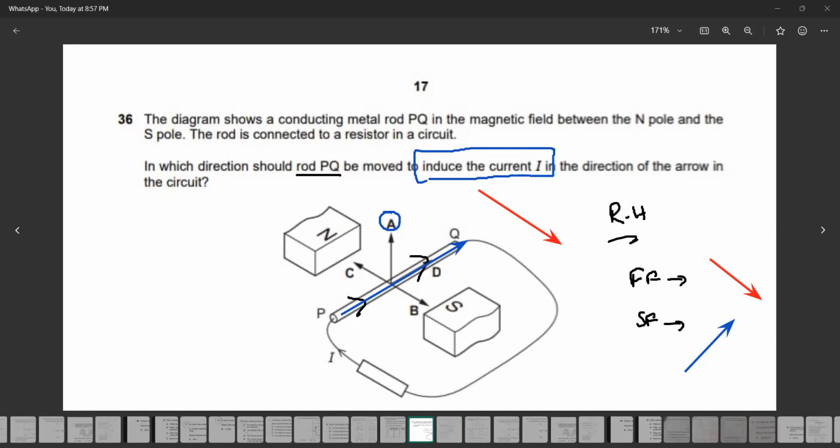So remember one thing: if we have a supply and there is a current from the supply, and we want the force, we use the left hand. But if there is an induced current due to a change in magnetic field, we use Fleming's right hand.